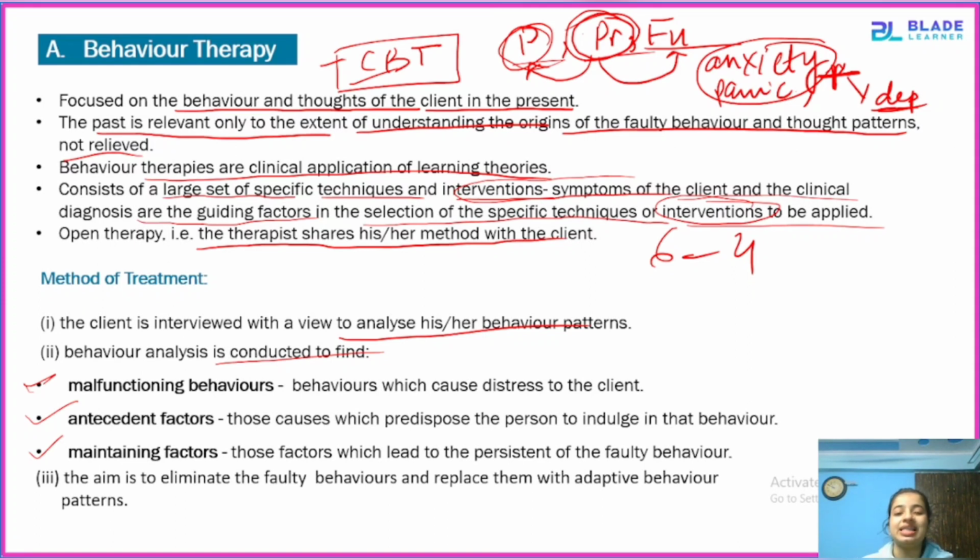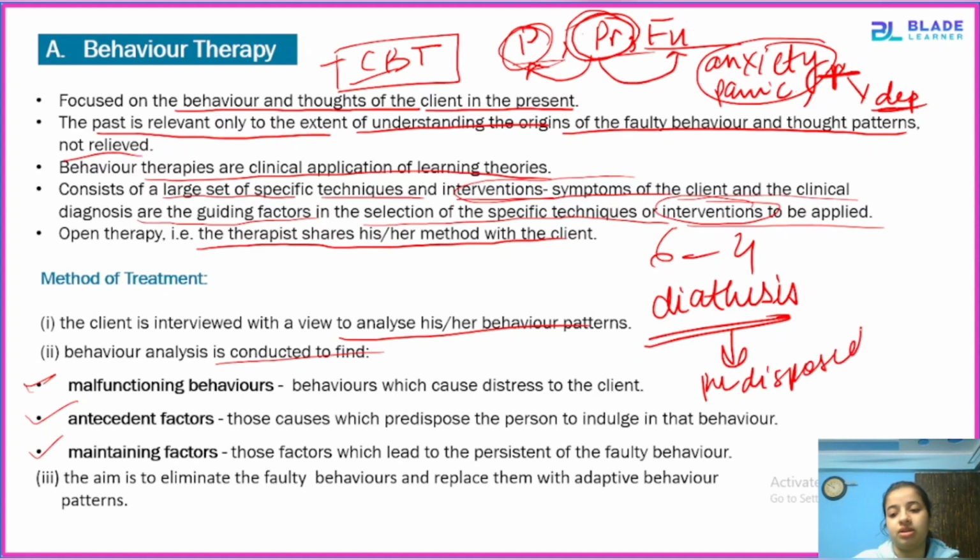Now, what is the antecedent factor to it? Why is there a reason always predisposed in a person towards a behavior? We all have some sort of diathesis. We have studied this in the last chapter. We have a diathesis, which is known as predisposed vulnerability towards something or the other.